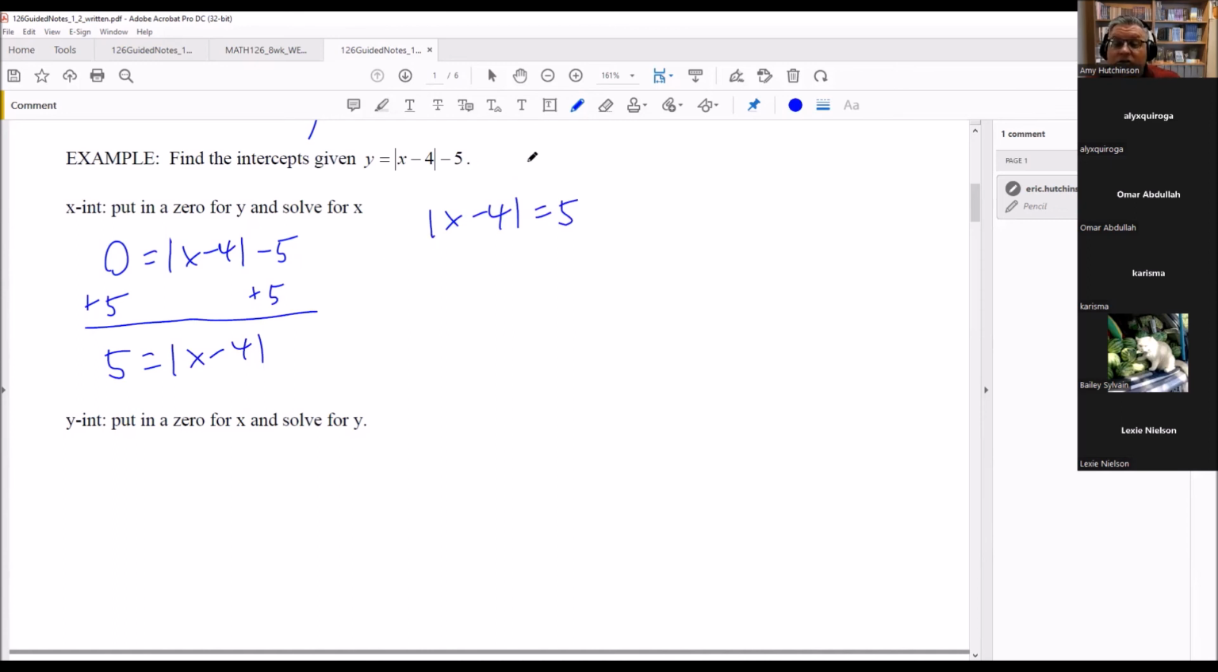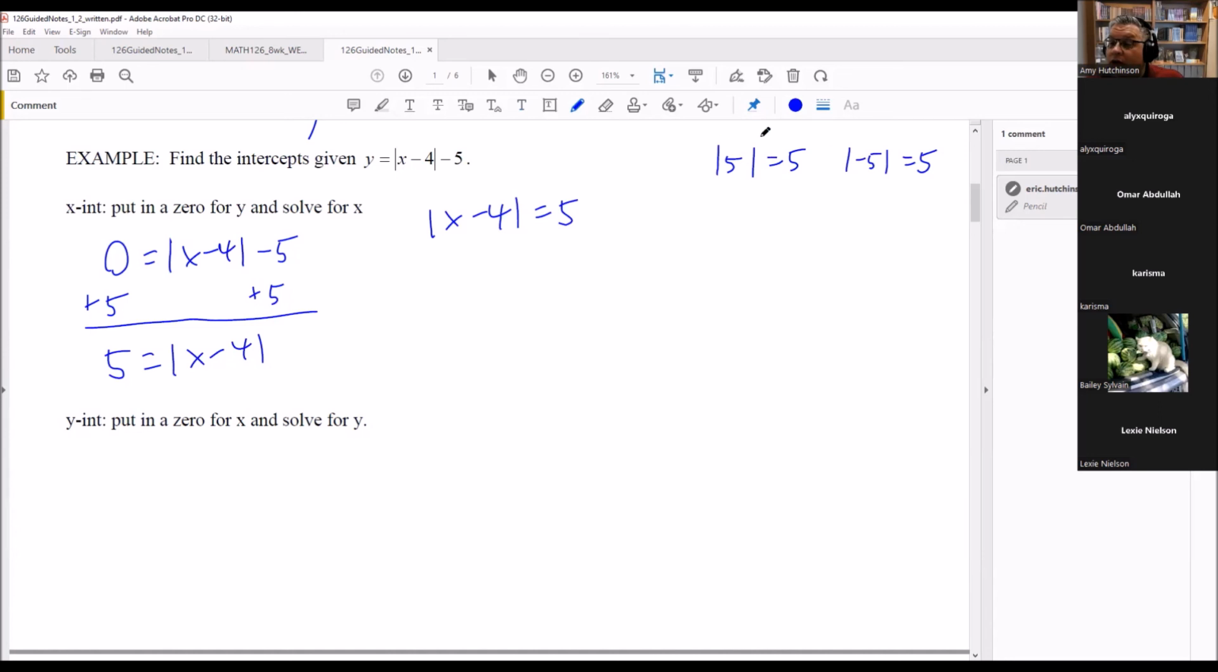Now, in order to solve this, you're going to have to write two different equations. Remember what absolute value is like: for instance, absolute value of 5 is 5, and absolute value of -5 is also 5. Absolute value just basically tells you how far that number is from 0. Both 5 and -5 are 5 units away from 0. That's what absolute value is telling you. So it's always a positive value.